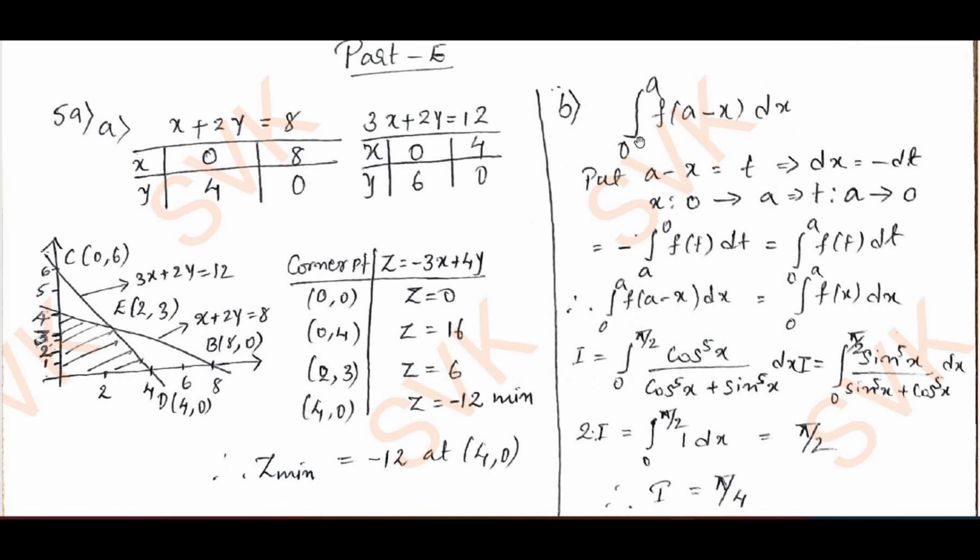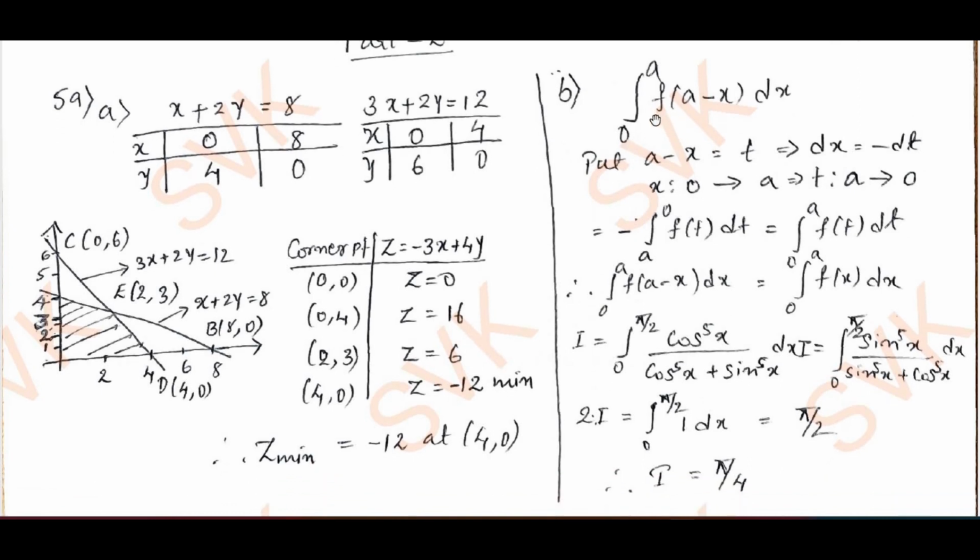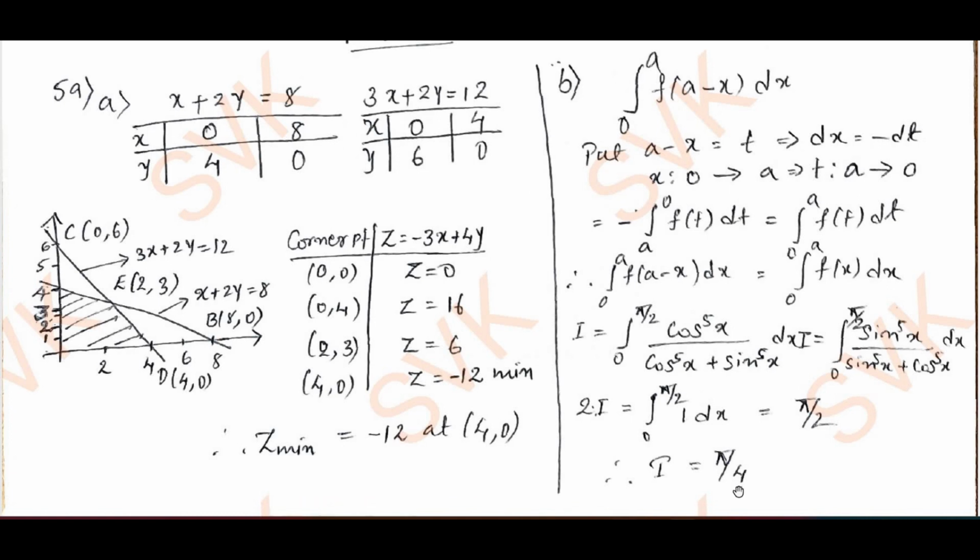Next, moving on to 59th question number B, we need to prove that integral 0 to a f of a minus x dx is equal to integral 0 to a f of x dx. By the substitution method, I have proved it here. So this is the proof. Next, integrating 0 to pi by 2 cos power 5x divided by cos power 5x plus sin power 5x, I got the value of I as pi by 4.